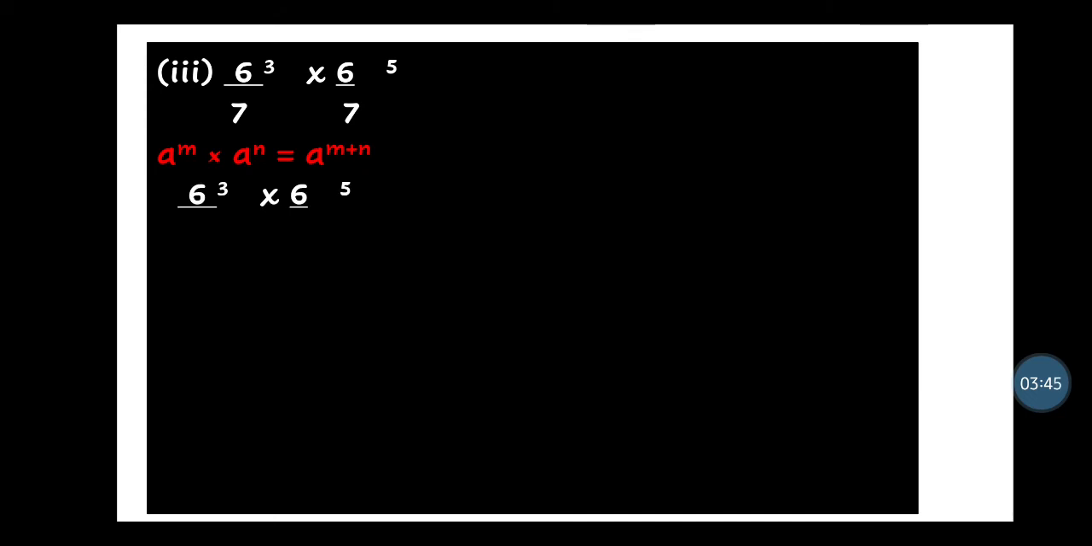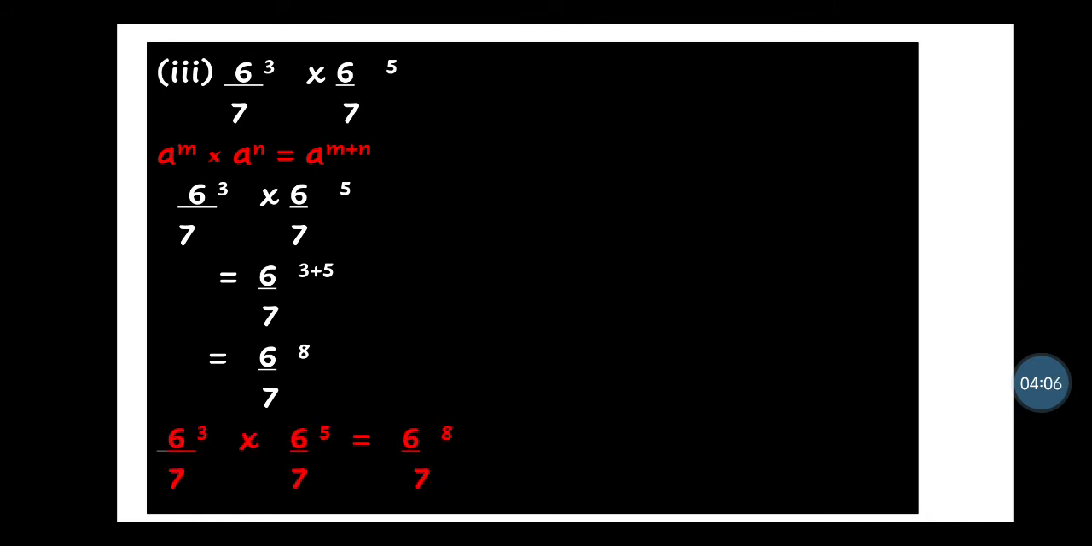So we'll write 6 upon 7 the whole cube into 6 upon 7 raised to 5 is equal to 6 upon 7 raised to 3 plus 5. So we will get 6 upon 7 raised to 8. Final answer. 6 upon 7 the whole cube into 6 upon 7 raised to 5 is equal to 6 upon 7 raised to 8.